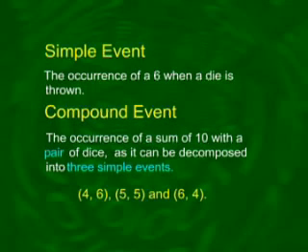When we talk about a sum of 10, these three outcomes form a set: 4,6, 5,5 and 6,4. As you can see, the sum is 10 for any one of them, and since this set consists of these 3 ordered pairs, hence it is a compound event.